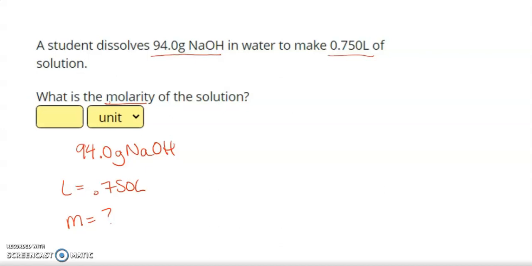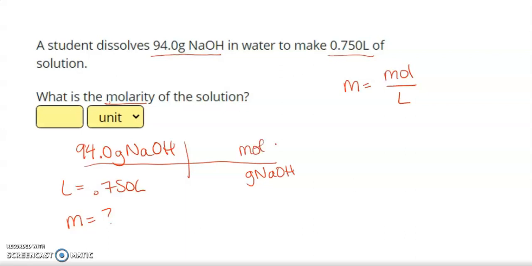So if we're looking for molarity and it's not a dilution problem, then we're going to use this equation, molarity equals moles over liters. We're looking for M, we know L, but we don't have moles, and we need that to be able to solve this problem. So we're going to take grams and convert it to moles. I'm going to drag down grams NaOH and go to moles NaOH.